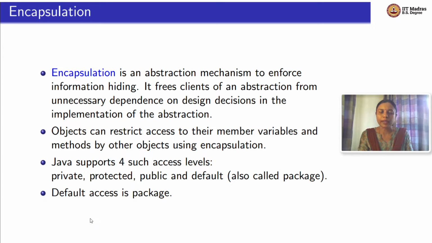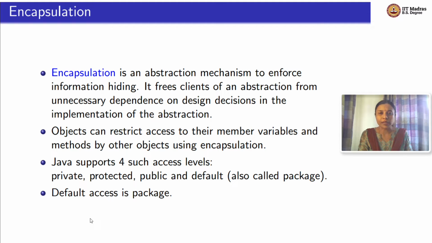So to start with, encapsulation. As the word says, encapsulate, cover up. It's an abstraction mechanism to cover or hide some information. It frees clients of an abstraction from unnecessary dependence on other decisions in the implementation of an abstraction. So you have a particular code that has a lot of details. When you encapsulate, you abstract out some parts of the code. So objects can restrict access to their member variables and methods by other objects, make it exclusive for themselves or make it available for other objects by using the notion of encapsulation.